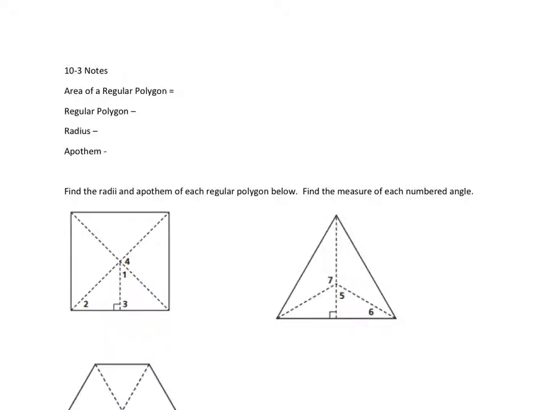The area of a regular polygon is 1/2 the apothem, which I'm going to show you later, times the perimeter of the polygon. A regular polygon, remember, is one where all sides and all angles are congruent.